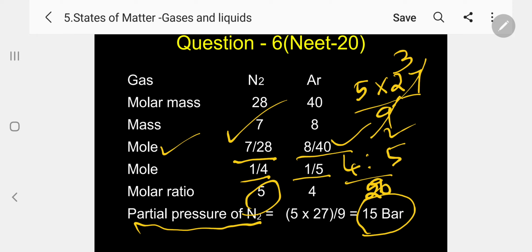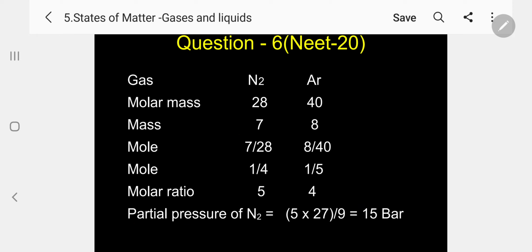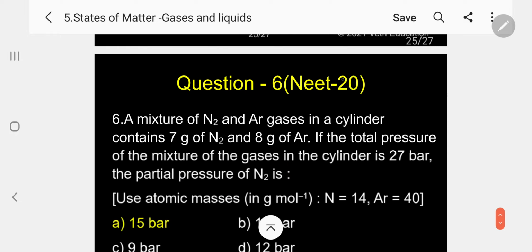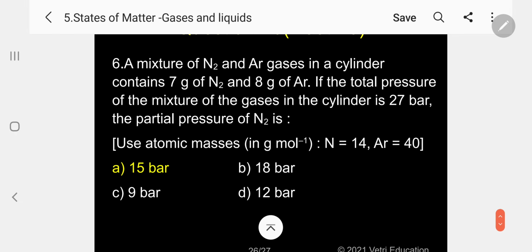Very, very easy. If you understand the problem, it is a matter of a few seconds. Listen, in the examination you need not write all these steps. I am giving this only for you to understand. What do you have to do immediately? Simply write N2, Ar, 7 by 28, 8 by 40, and 5 by 4. Immediately you calculate; in 10 seconds you can solve the problem. So the correct answer is A, 15 bar. Please follow.